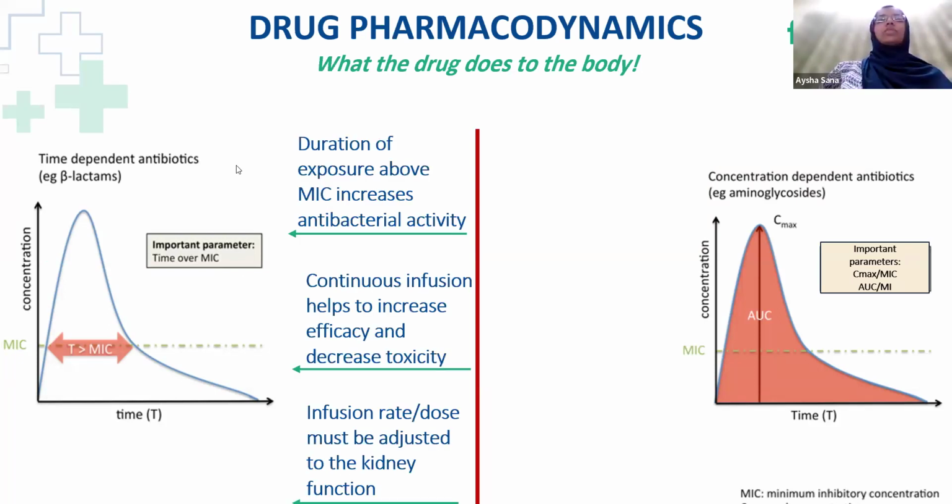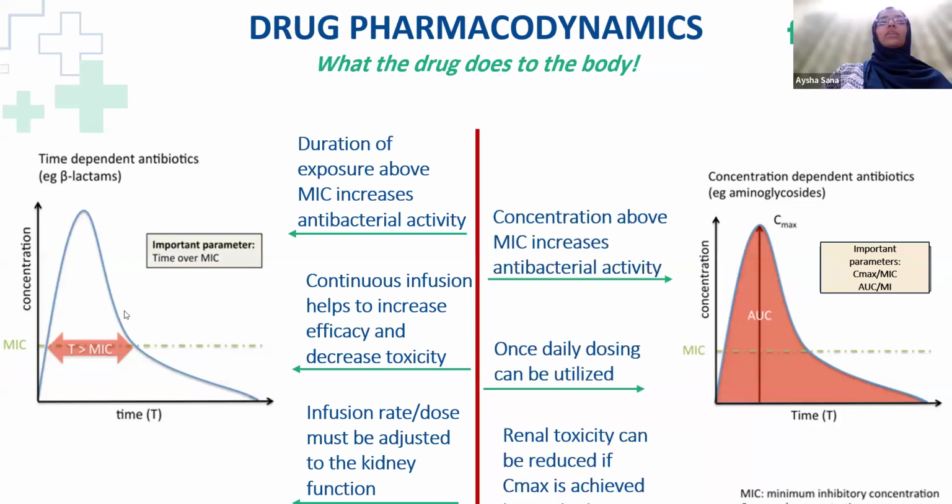For time-dependent antibiotics, the duration of exposure above the MIC increases antibacterial activity. That is, this is the MIC, and how long the antibiotic concentration is maintained above the MIC determines its antibacterial activity. So, continuous infusion helps to increase efficacy and decrease toxicity. An infusion rate and dose must be adjusted to the kidney function.